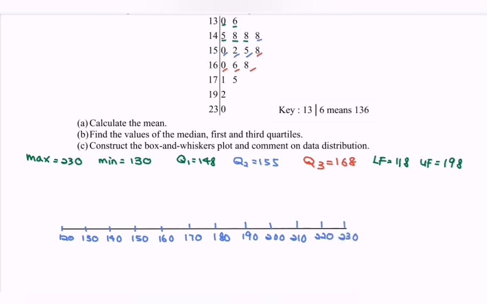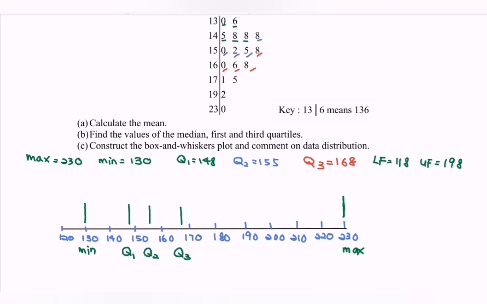Next, we have to illustrate the situation where we have the maximum value. So here, let's say we have the maximum value. Then we have the minimum value. So here we write out the maximum. And here we have the minimum. Continue. We have the first quartile, 148. Continue. We have the second quartile. Then we have the third quartile. Next, we have the lower fence, which is 118.